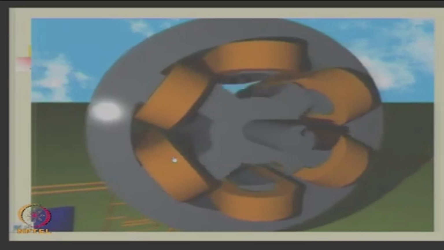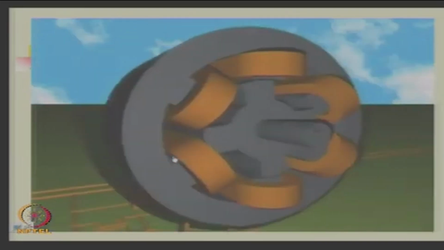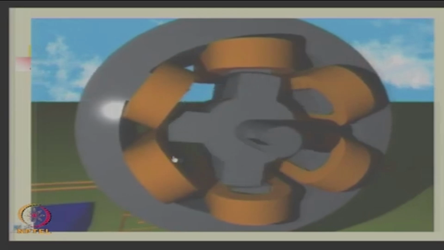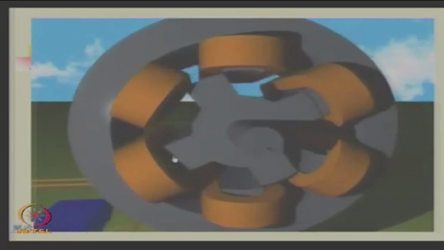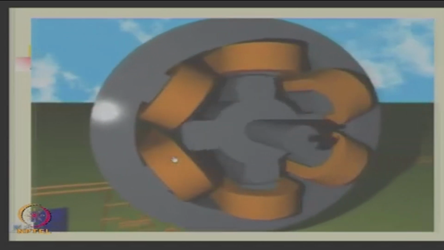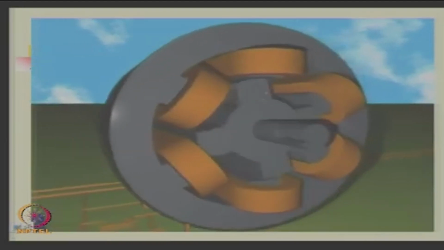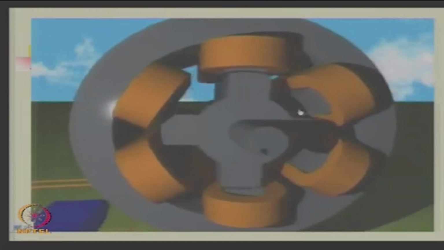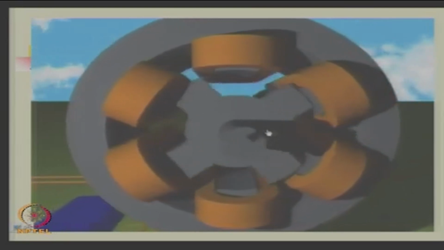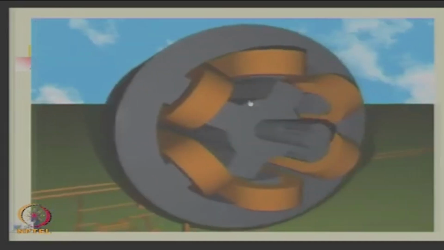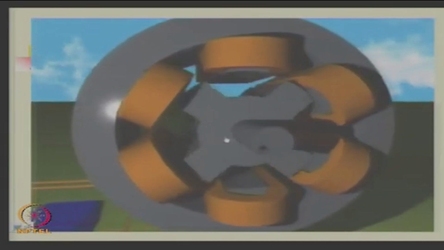Okay, let us see how it works. So, it is rotating. How many poles are there in the stator? It is a 3 phase, 6 pole machine. You will see that these 2 poles are one phase, these 2 another, these 2 the third phase. How many in the rotor? 4 poles on the rotor. As you switch the coils here, you will see it is rotating.